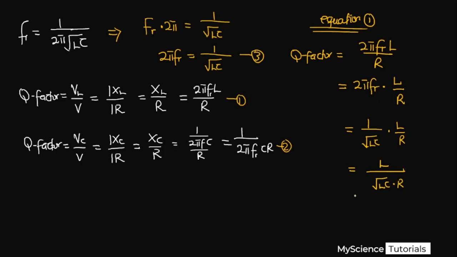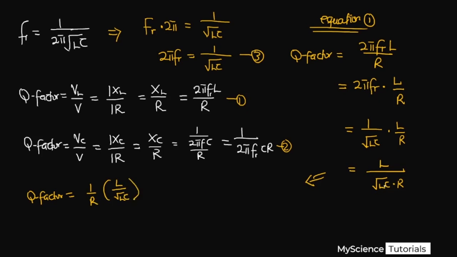Okay, so now let's break this down and see what we can have. So our Q factor will be equal to, let me factor out 1 over R. So I'm going to have 1 over R outside, then in brackets I will have L over the root of LC.